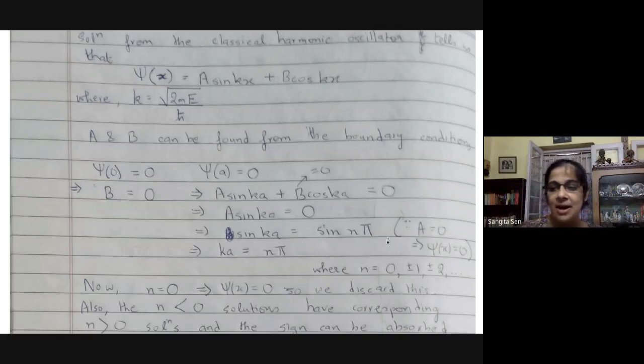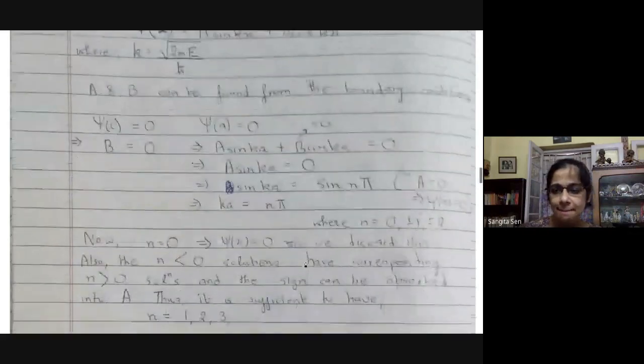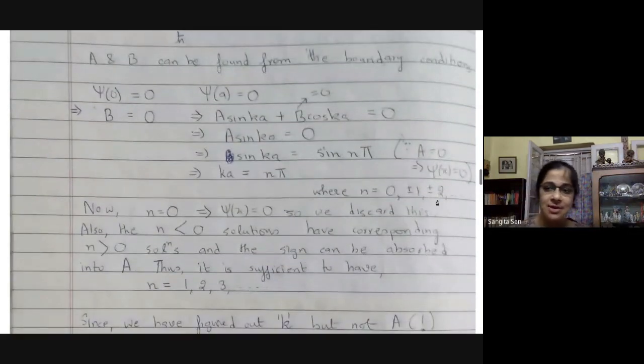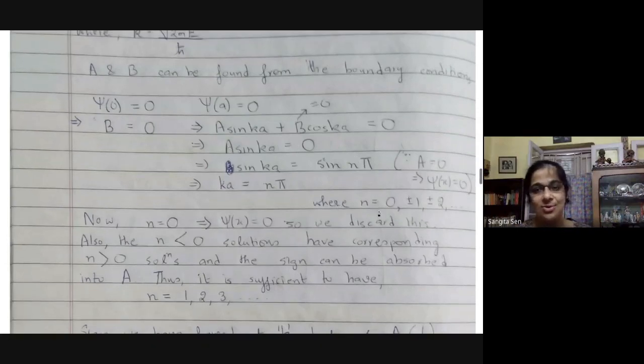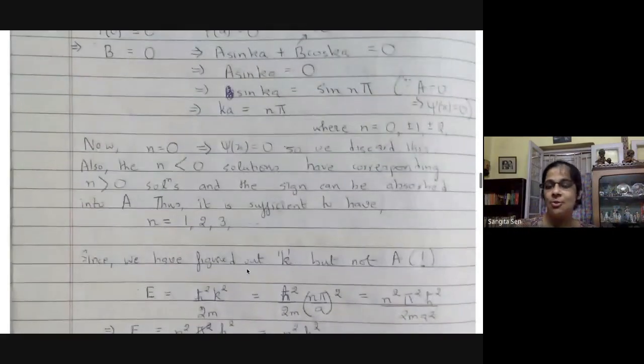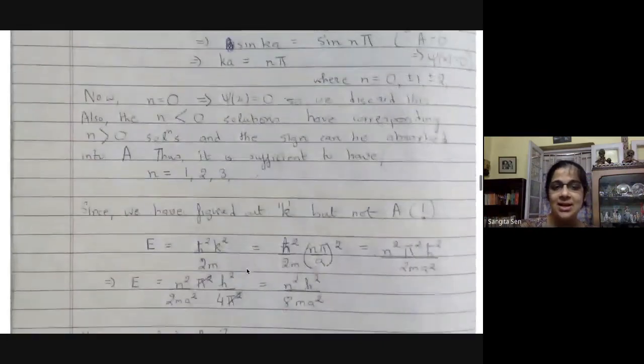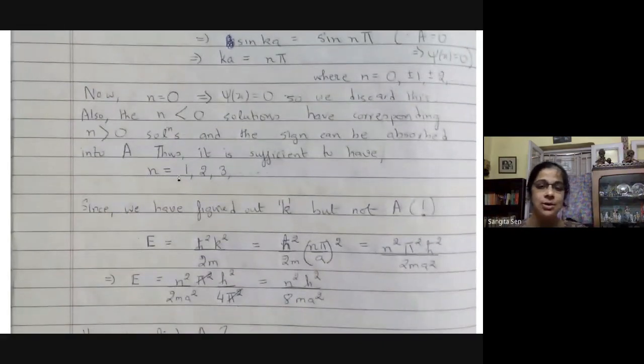And if sine ka is equal to 0, then 0 is sine n pi and ka equal to n pi. And n can be 0, plus minus 1, plus minus 2, whatever. Now again, if n is 0, then my psi x is 0. So n cannot be 0 for our particular case. And if n is less than 0, then you simply have the same wave function with a negative sign. So that is no additional information. So we just throw away the negative solutions as well. And it is sufficient for us to have n equal to only the positive integers 1, 2, 3, 4.